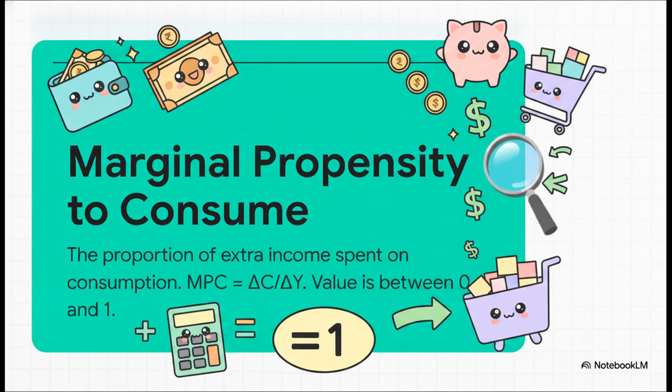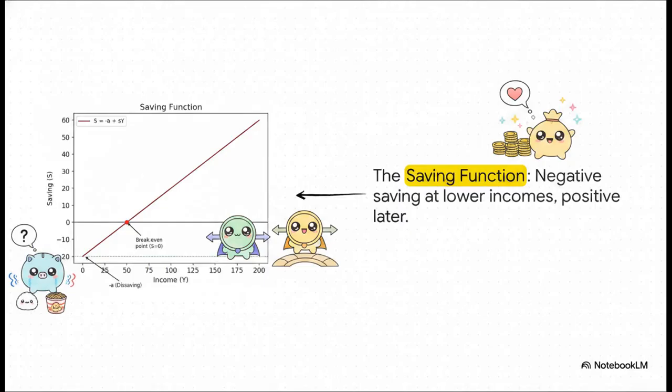And because you literally always have to either spend or save your income, your propensity to consume plus your propensity to save will always equal exactly 1. Let's visualize this with the saving function. If you look at lower income levels, you might actually have negative saving, which economists call dissaving.